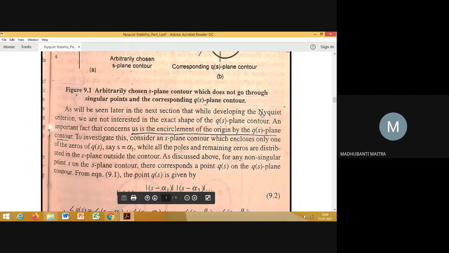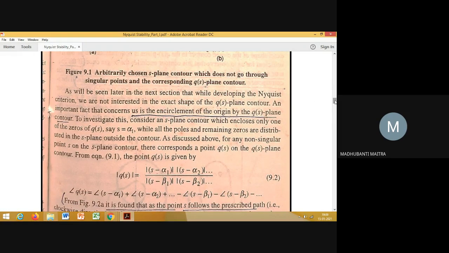So we have already discussed that we are not interested in the exact shape of the QS plane contour. For the time being, I don't want to mention the Nyquist criterion. We only have a closed contour in the S plane and a closed contour in the QS plane, and we are not interested in its exact shape. An important fact that concerns us is the encirclement of the origin of the QS plane by the QS plane contour. Whether the origin will be encircled or not, let's investigate the following cases.